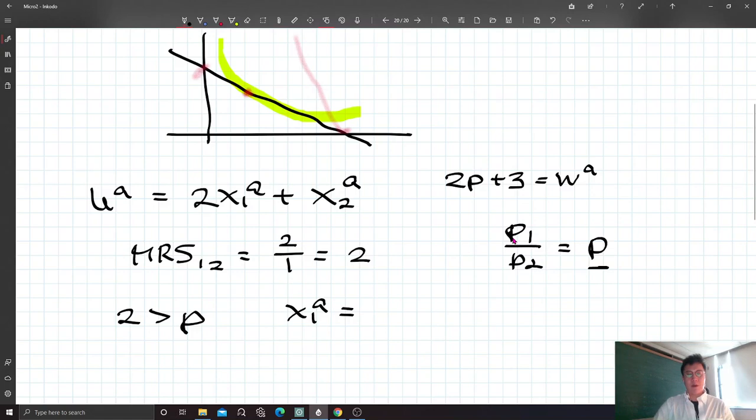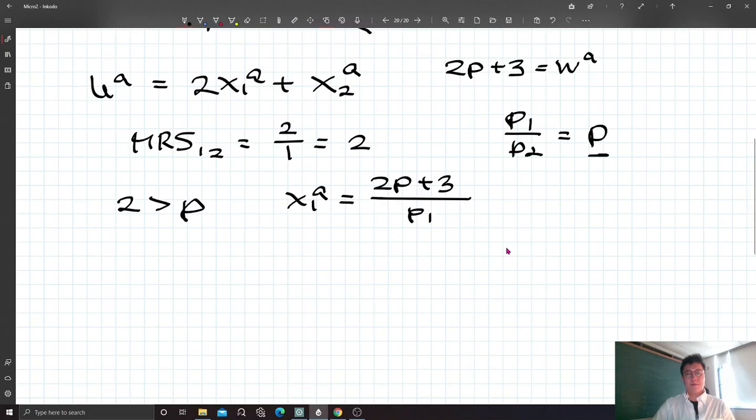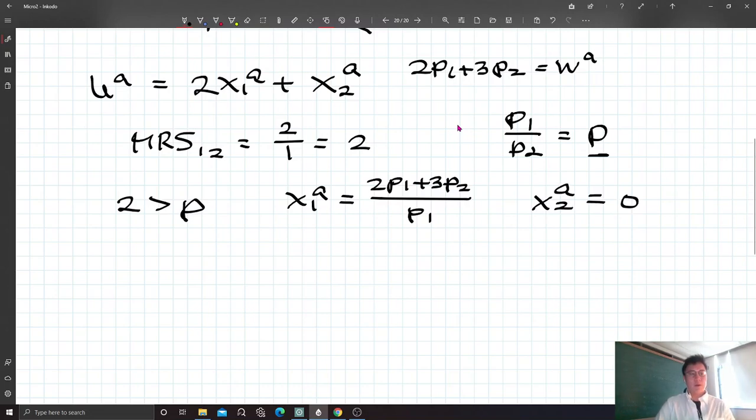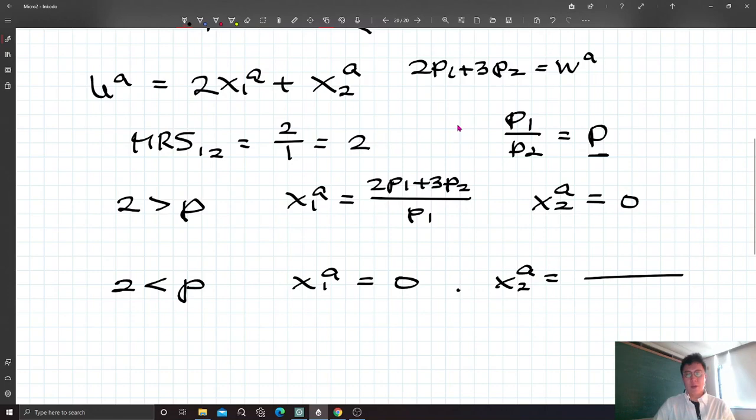So consumer A's wealth can be written as 2P plus 3. And he's going to spend all the wealth on consumption of good 1, so we can simply divide it by P1. Just a second. I think it seems better to normalize P2 after finding the demand function. So let me write consumer A's wealth as a function of P1 and P2: 2P1 plus 3P2. But if MRS is lower than P, consumer A does not consume good 1, and spends all of his wealth on good 2.